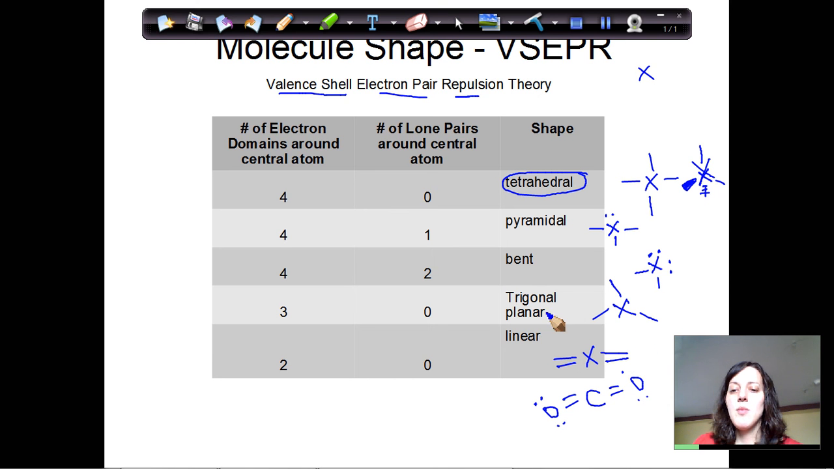And drawing that makes me realize with a trigonal planar, one of these actually is a double bond, because this hypothetical element X still needs 8 electrons to become stable. So we would have 3 electron domains, 1, 2, 3, even though there are a total of 8 electrons around that central atom. And that is the basis for how you determine molecular shape using the VSEPR theory.